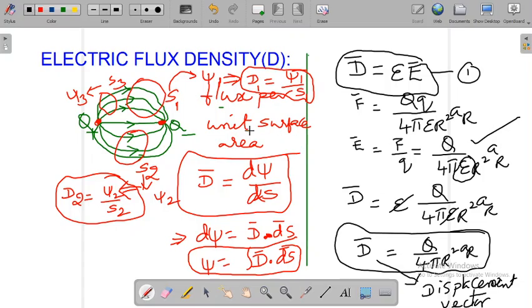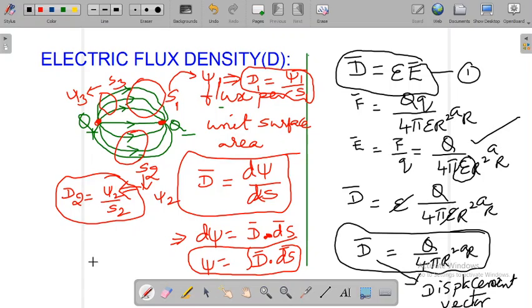Now we came to know that this D, the electric flux density, is defined like this, or else it is also defined as epsilon times the electric field intensity, which gives our electric flux density. This equation relates electric field intensity and electric flux density, and D is in terms of electric flux per unit surface area.